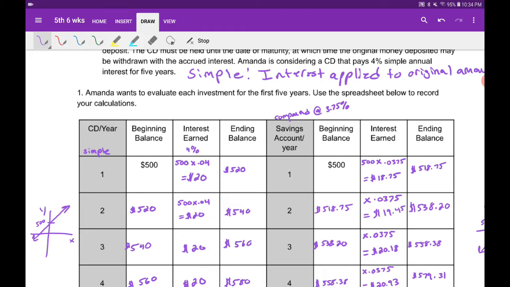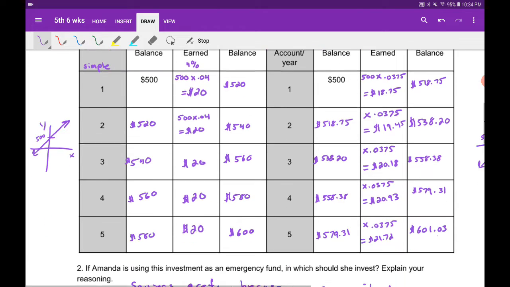A lot of times when I see my savings account statement at the end of the month, like I made like 4 cents or something like that. It's ridiculous.